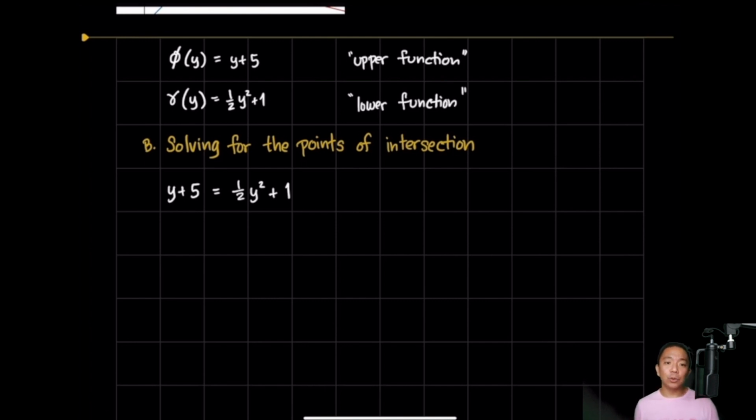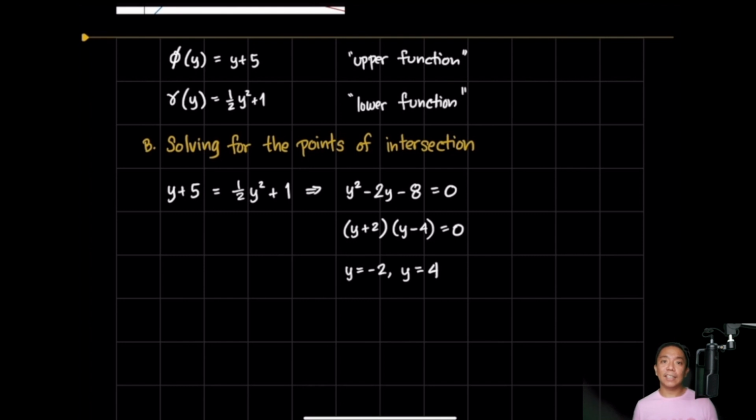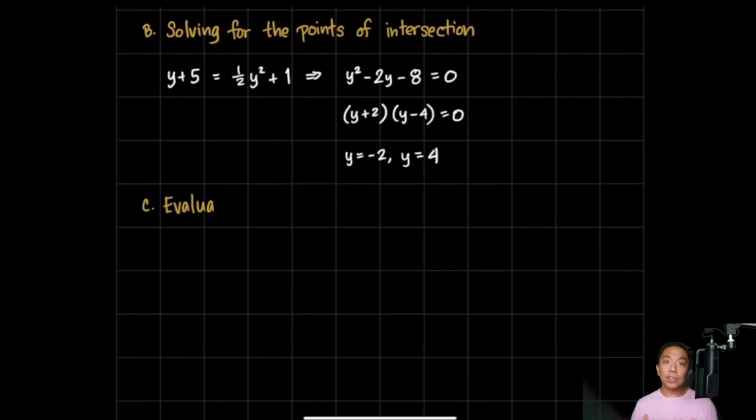So, let's multiply 2 to both sides, tapos i-group natin lahat sa isang side. We could write it as y squared minus 2y minus 8 is equal to 0. And this is factorable. y plus 2 times y minus 4 is equal to 0. And so, we could see that our y values would be negative 2 and positive 4. So, ito na yung y values na nagde-determine nung ating interval. We'll be doing our integration from y equals negative 2 papuntang y equals positive 4. So, we're ready to write our definite integral and evaluate it.